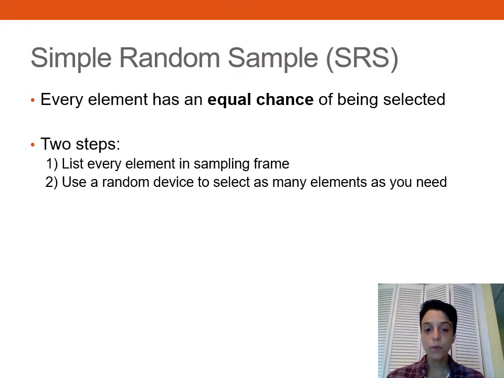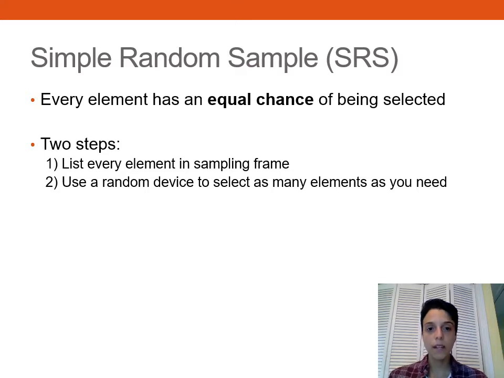Let's say that you do want to take a random sample of addresses in the United States to mail a survey to. Your first step would be to list out every valid address in the United States. That would be a pretty long list, but you could do it. So you list out every address in the United States. You've now listed out every element in your sampling frame.